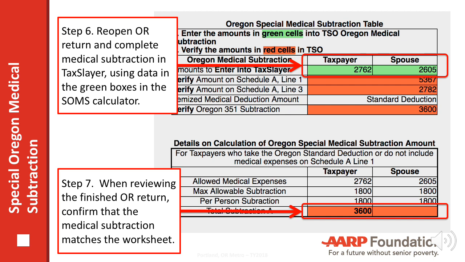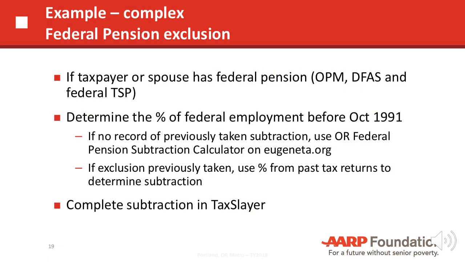Next, we'll take a look at another subtraction that's also a little bit more complex. The federal pension income exclusion is available for taxpayers who spent time in federal employment prior to October of 1991. The exclusion is a percentage based on the amount of time they worked before that date. So if the exclusion's previously been taken, they should have that percentage available, and that will help you determine the subtraction. If there is no record of it, you can use another calculator at eugeneta.org to help you determine the correct percentage.